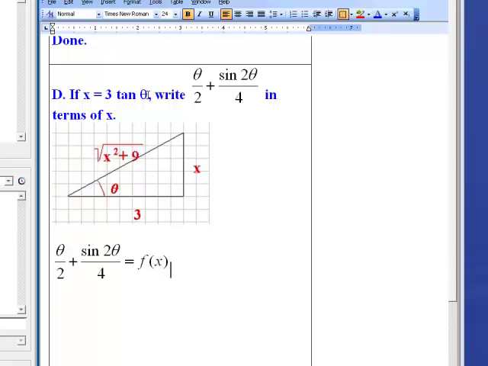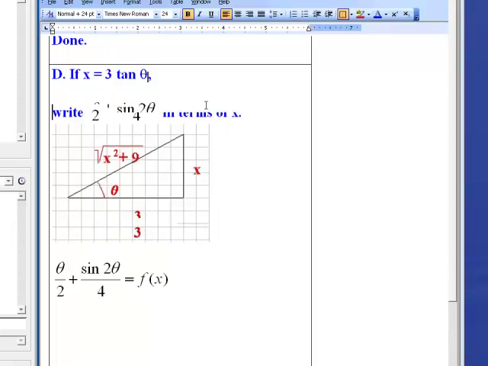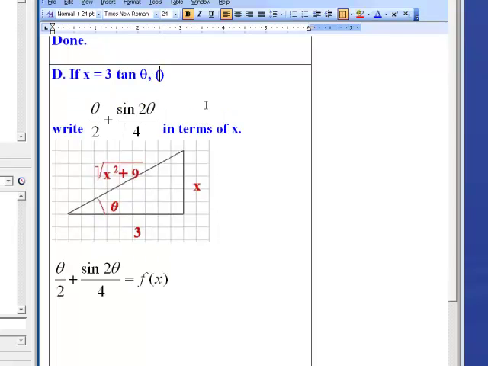Well, what we can do is we can take what we have originally here and say that theta equals inverse tangent of x over 3. So I'm just going to write this down. Theta equals inverse tangent of x over 3. I think I put this in parentheses, and that of course is the inverse tangent. Okay. Well, we can do that, and then just plug it in.